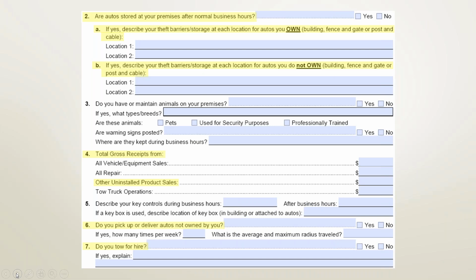Are they offering a pickup and delivery service, or are they towing for hire? Do they maybe tow a customer's vehicle to the repair shop? These are things we can definitely consider and accommodate. I just need to know so I can be requesting MVRs for these drivers, and see how much of the driving exposure we are taking on. All right, the next section. And the next slide, please.